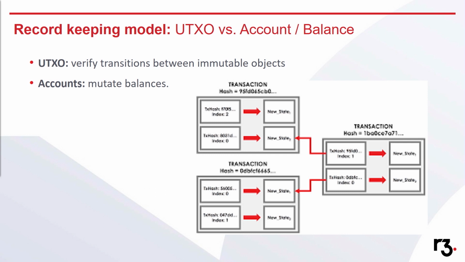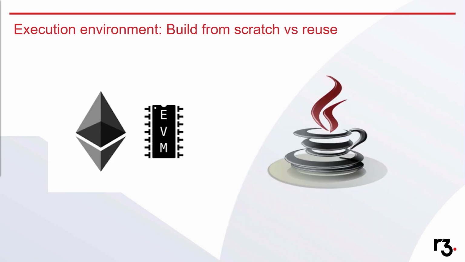The UTXO model is a more functional approach because each transaction is a transition between immutable states, input and output states. So the order doesn't matter in this case. So it's easier to reason about security. And the final difference is that Ethereum built their own execution environment and languages, which was a lot of fun probably, but in hindsight, it had some consequences. It wasn't the most pragmatic choice.